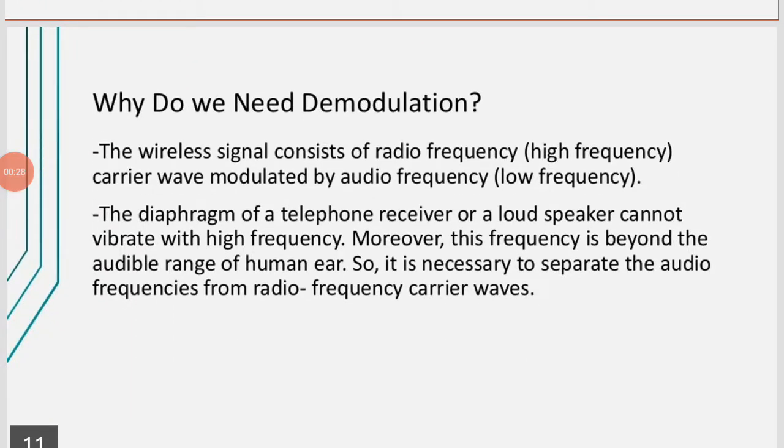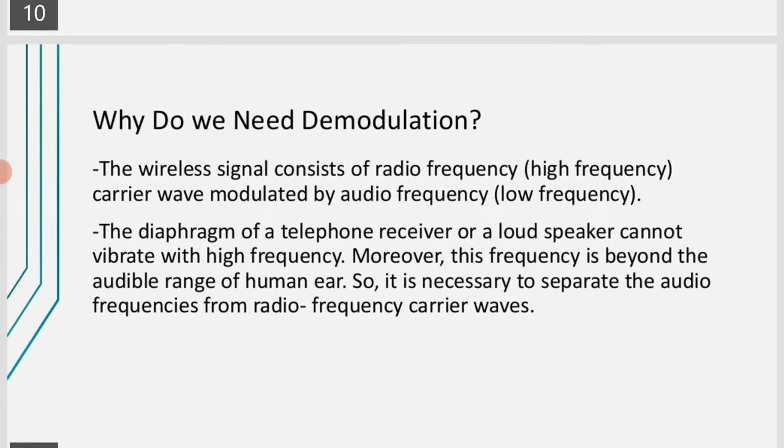Why do we need demodulation? In the last lecture we saw modulation. Now we see why we require demodulation. Demodulation means exactly the reverse process of modulation. The wireless signal consists of a radio frequency, high frequency, carrier wave modulated by audio frequency, that is, a low frequency. Radio frequency is high and the audio frequency is low.